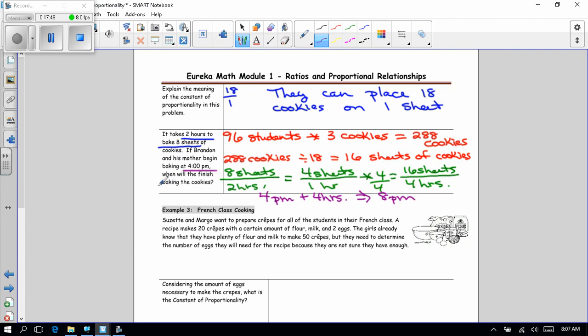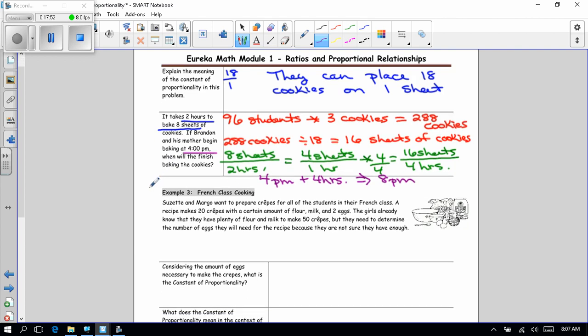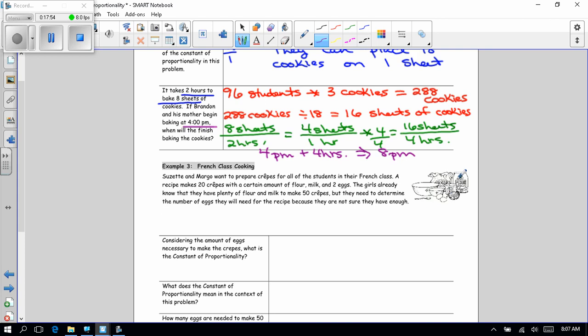Example 3, Suzette and Margot want to prepare crepes for all the students in their French class. A recipe makes 20 crepes. Let's underline that. We're going to make 20 of them. Circle it, I should say. And you need flour, milk, and it calls for 2 eggs. Okay, the girls already know that they have plenty of flour and milk, right? That's already set. They need to make 50 crepes. I'm going to underline or circle that one, maybe with a different color. But they don't know if they have a right number of eggs, right? They need to figure out how many eggs they will need.